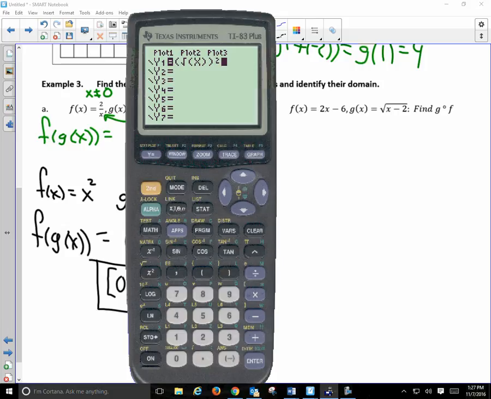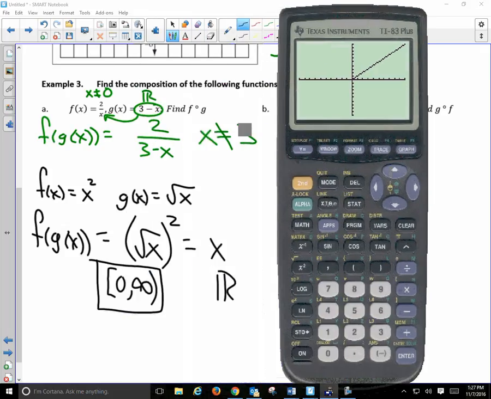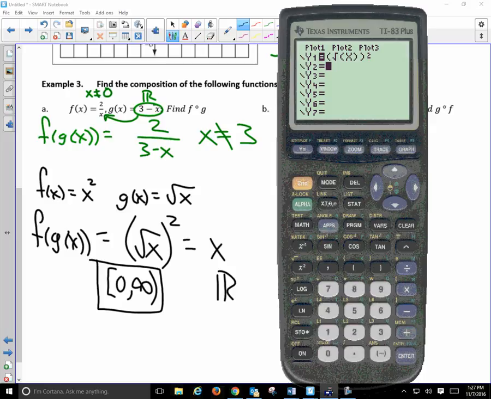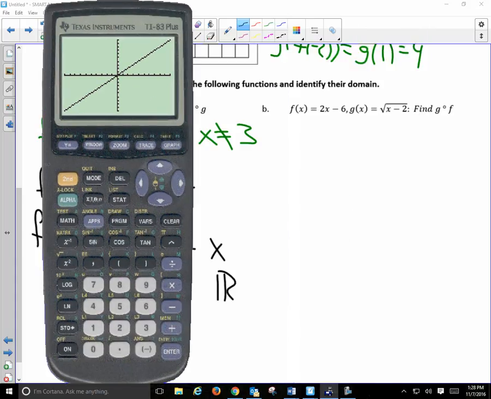And when you graph it, you can see that you don't get the full graph of x because negative values are not in your domain. See that? Whereas the graph of x, if you watch now, it'll just complete the entire graph. It does give us the whole thing. But that's not what this graph looks like. F composed of g only looks like the right side, not the left side. Okay, so consider the domain before you simplify.